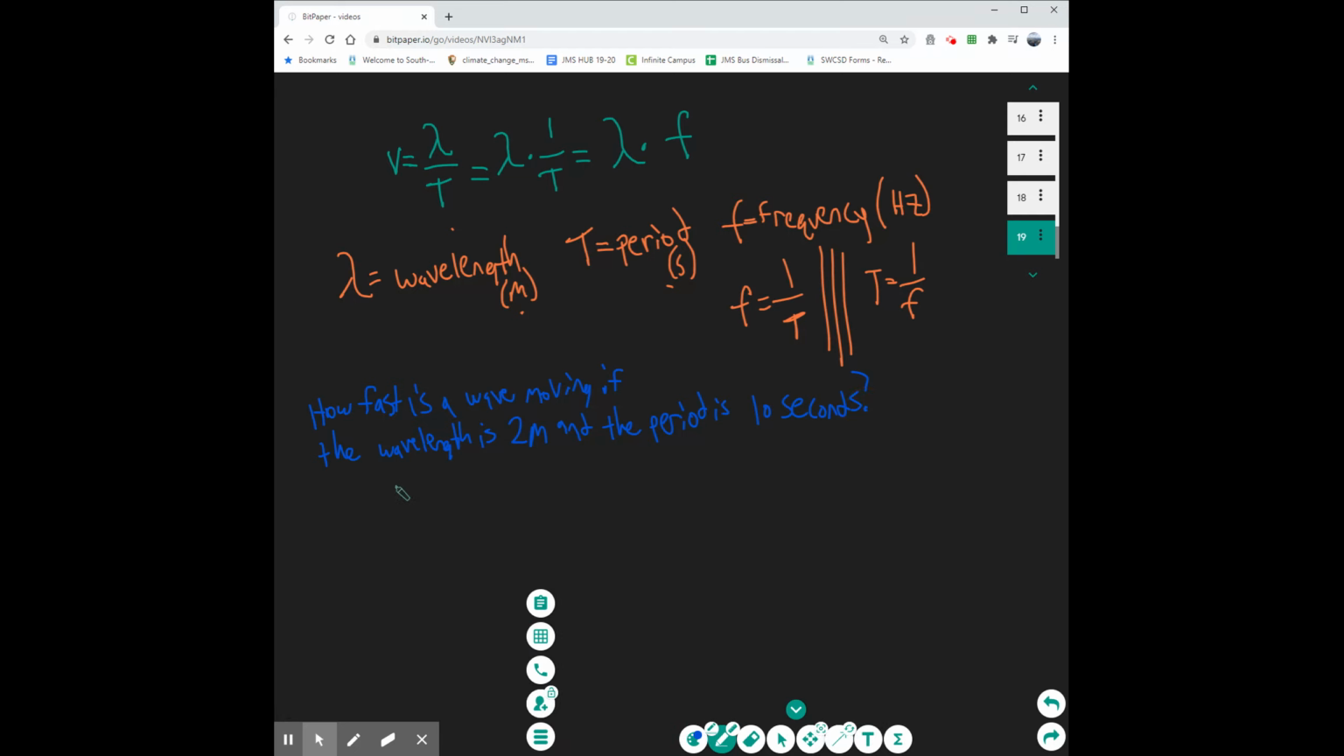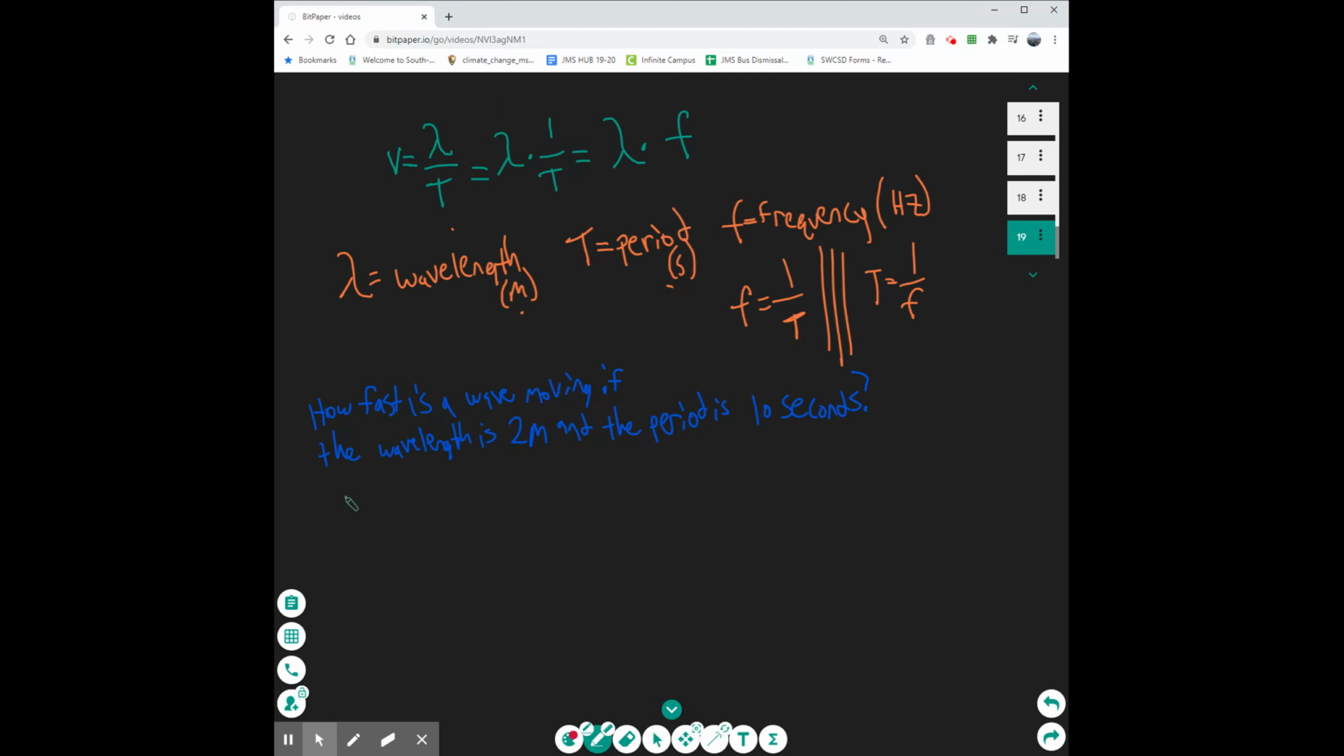So, what have we been given? We do this every time we do a problem. We're given the following: wavelength is 2 meters, and period, which is t, is 10 seconds. We know that velocity equals lambda over t. We literally have that information, so we take 2 meters and put it over 10 seconds. You can simplify 2 divided by 10 into 1 meter over 5 seconds, so 1 meter over every 5 seconds.